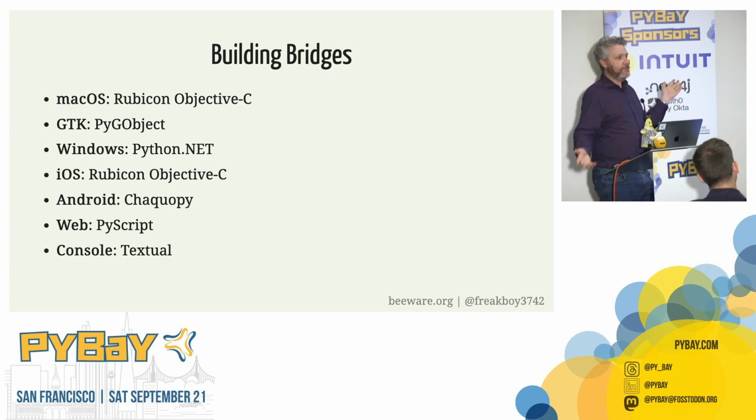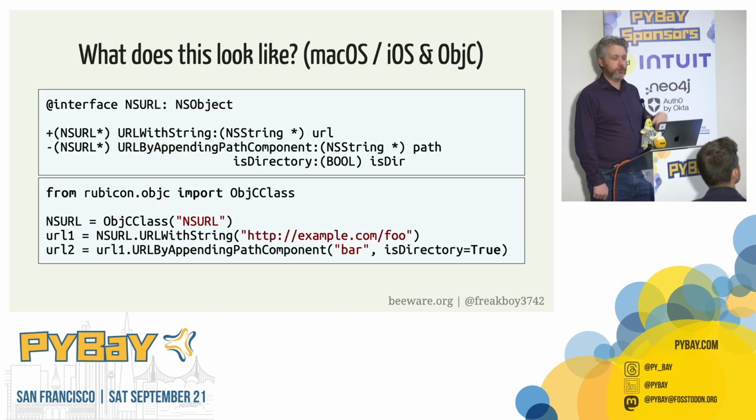Well, let's say for some reason we needed to use the platform's native URL representation. You do a quick search on your search engine of choice, and you find that the API on macOS and iOS is the same. It's called NSURL. Objective-C syntax is a little weird. It uses a plus annotation to describe class methods, so it appears to have a URL with string constructor. Once you've got an instance, the minus notation indicates that it's an instance method. So there's an instance method called URL by appending path component is directory.